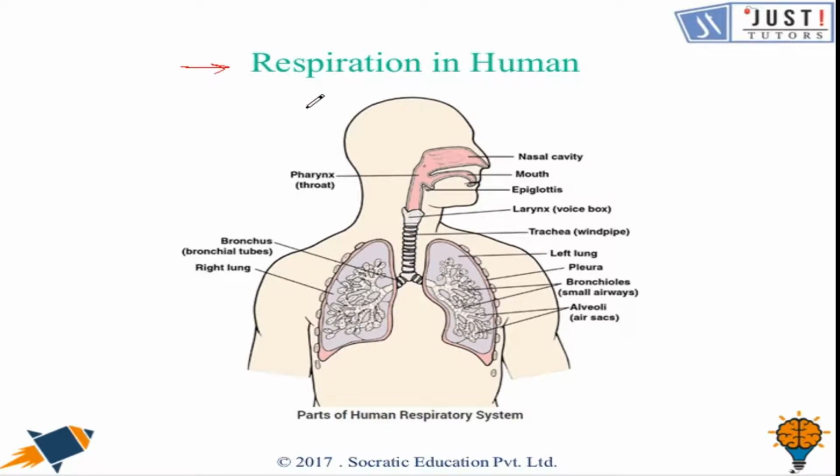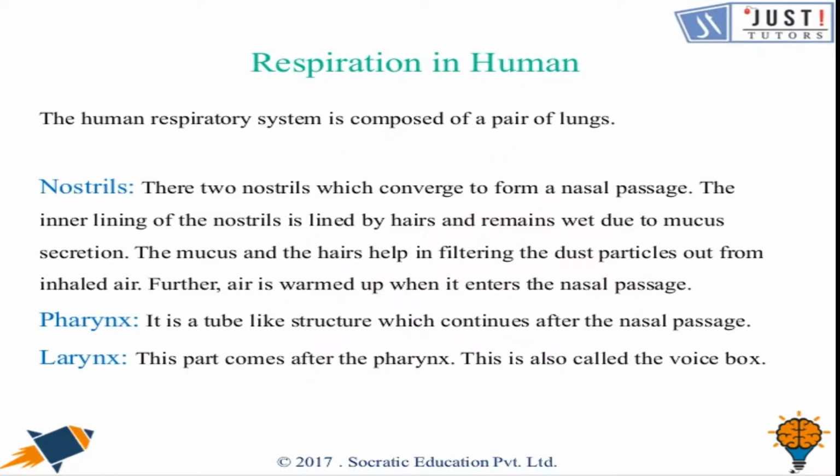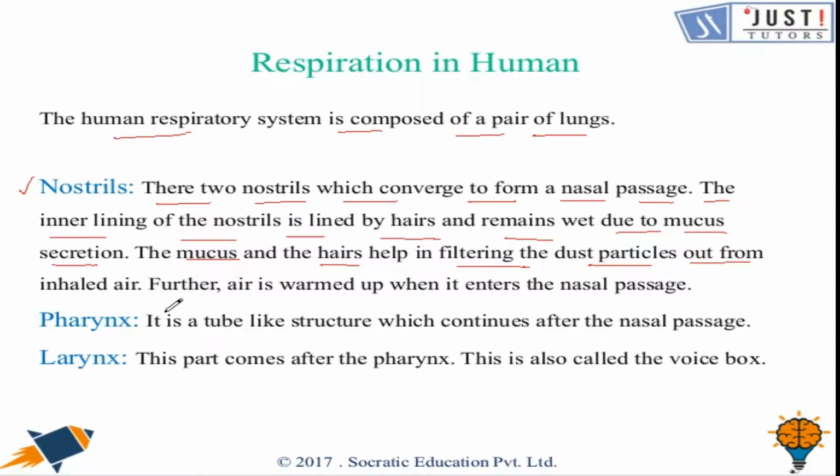Now, how does respiration take place in the human body? Let's discuss it as well. The human respiratory system is composed of a pair of lungs. It starts with the nostrils of our nose, where we breathe in. There are two nostrils which converge to form a nasal passage. The inner lining of the nostril is lined by hairs and remains wet due to mucus secretion. The mucus and the hairs help in filtering the dust particles out from inhaled air.